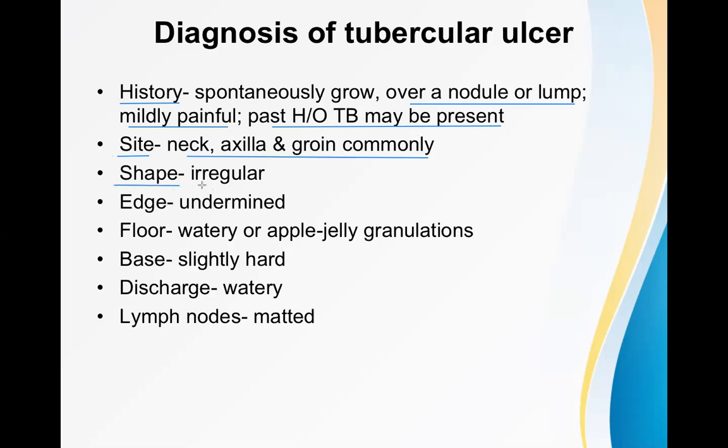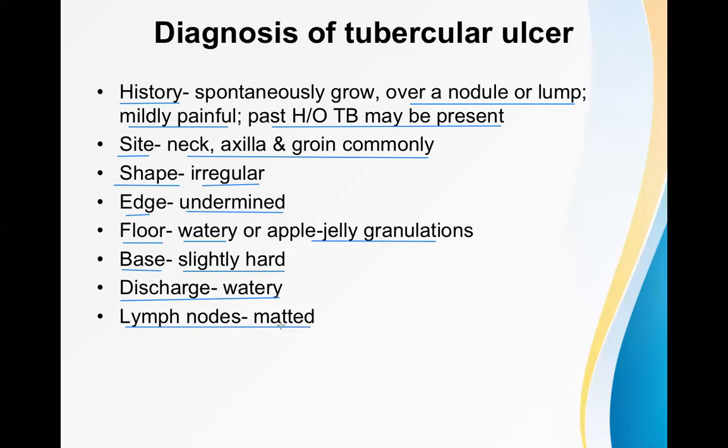Shape of the ulcer is irregular, and edge, very, very important point, is undermined edge. Okay, undermined edge. Regarding the floor, it has apple jelly type of granulation, or sometimes there may not be any granulation, only has watery type of discharge. When we feel the base, it feels slightly hard, but not as hard as the inflammatory or the malignant one. Discharge is watery, just now talked about, and the surrounding lymph nodes are matted.